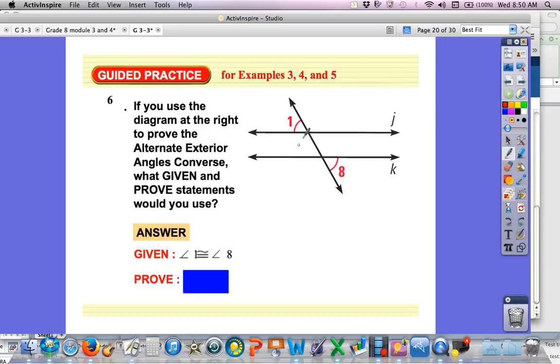If you use the diagram at the right to prove the alternate exterior angles converse, what given and proven statements would you use? So the given is that angle 1 is congruent to angle 8. And if you want to prove by the alternate exterior angles, we're trying to prove that J is parallel to K.